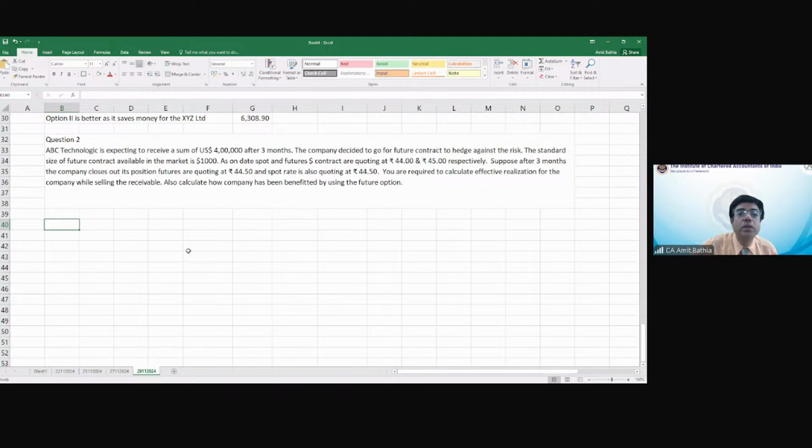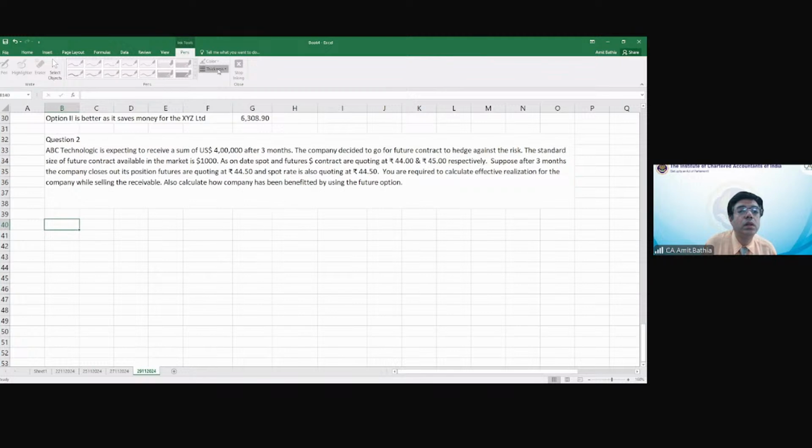Okay, so first and foremost, I am expecting to receive a sum of US dollar 400,000 after 3 months. So to start with, do I want to buy or sell in the futures market? Sell. I want to sell US dollar 400K in the future market.